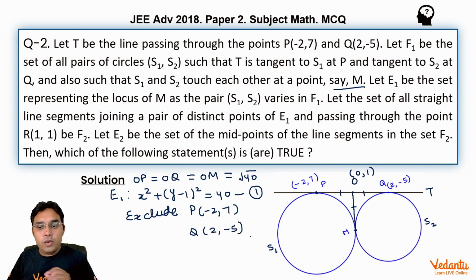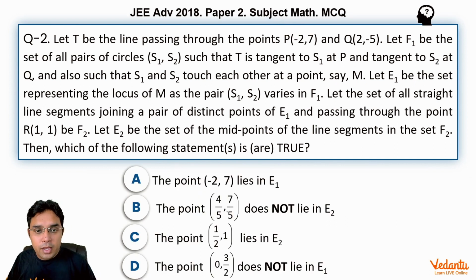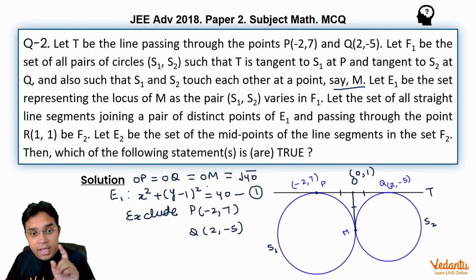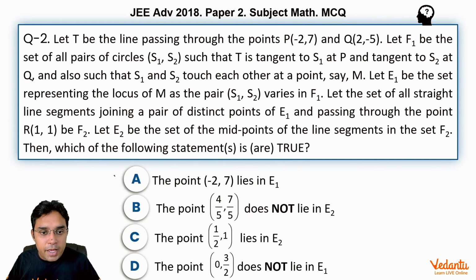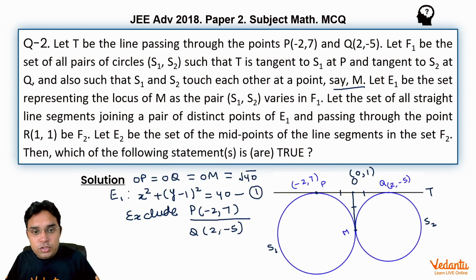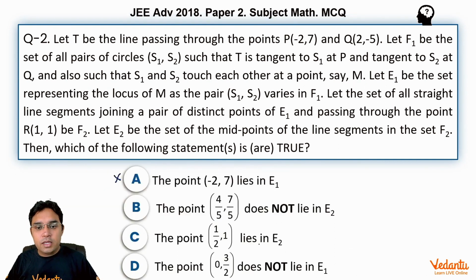So if I look at the options regarding this E1, option A says the point (-2, 7) lies in E1. You can see they have intentionally given this option to check whether you understand this or not. This point P is not on E1. So this option A is wrong. Now coming to option D, which says (0, 3/2) does not lie in E1. If we put (0, 3/2) in equation 1, we can easily check it does not satisfy this equation. Hence, the statement that (0, 3/2) does not lie in E1 is absolutely correct. So these were two options regarding E1.